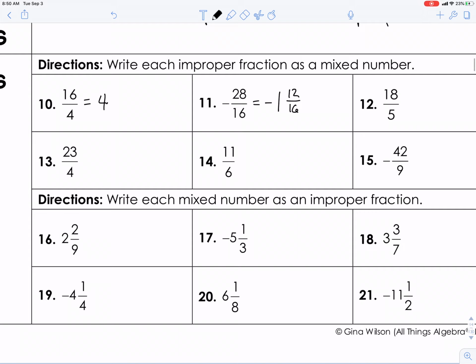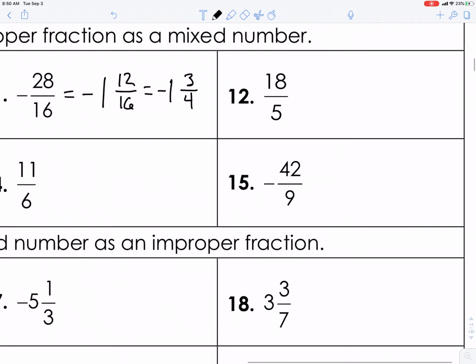I want to make that a proper fraction on the right. The 12/16 needs to be reduced. So I still have a -1. The 12/16 can be reduced because I know 4 will go into both of them. 4 goes into 12 3 times, and 4 goes into 16 4 times. So there's my final answer.